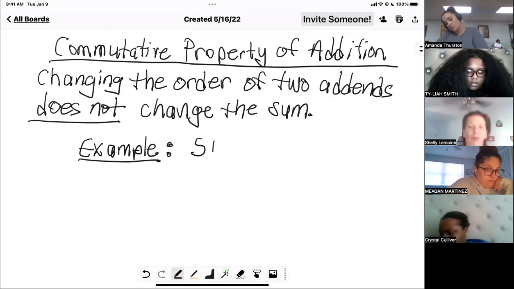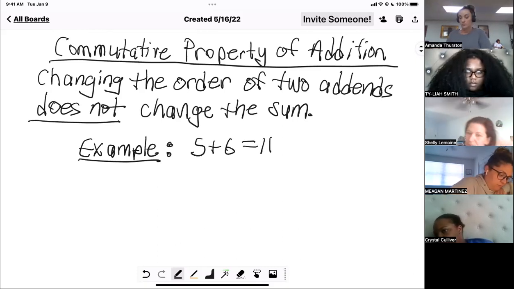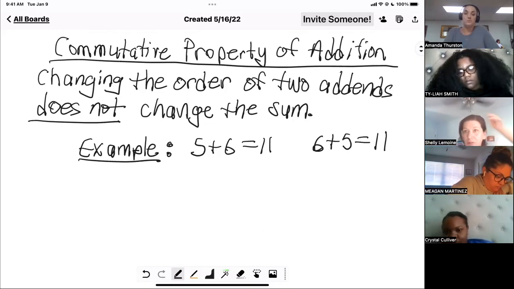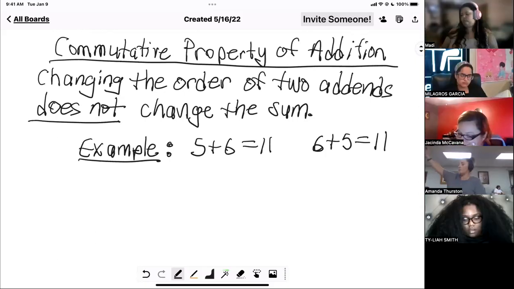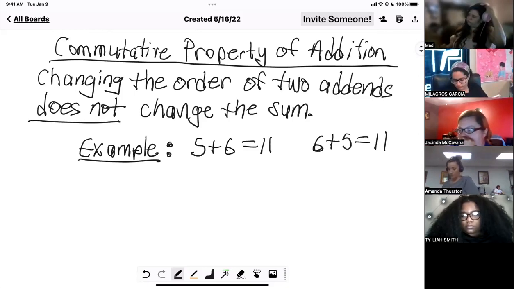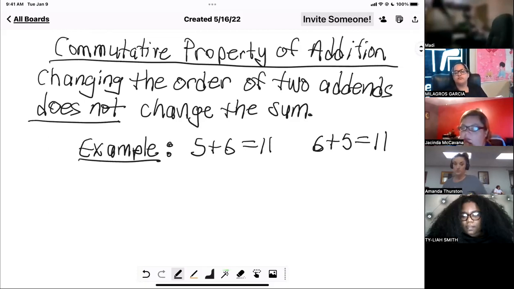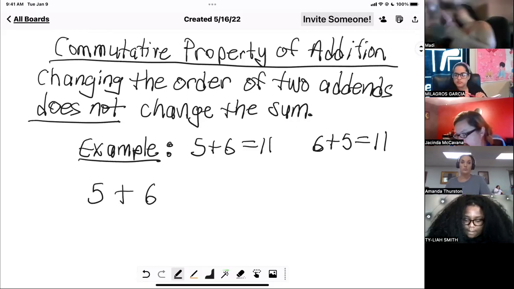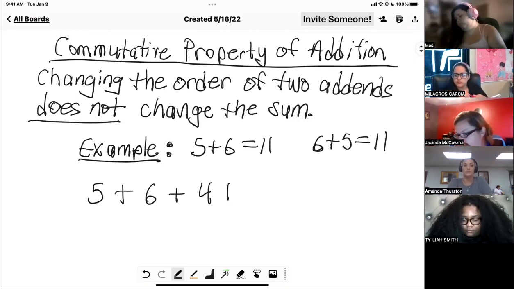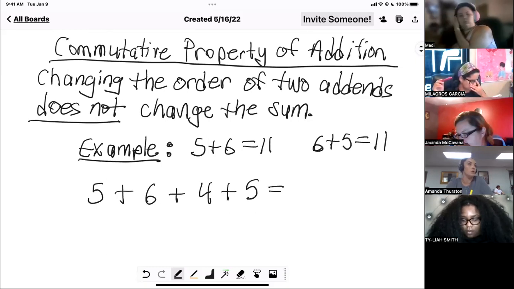Example, 5 plus 6 is 11. So it's the same thing as 6 plus 5 is 11. It doesn't matter the order you add them to get the same answer. Why is that important? Because sometimes you can add numbers, this is all a personal thing, but sometimes you can add numbers better by changing the order a little bit. For instance, let me give you a good example. 5 plus 6 plus 4 plus 5.